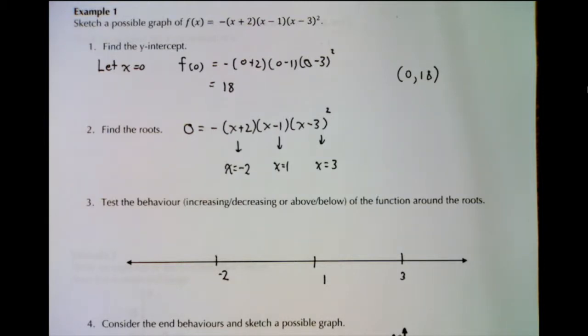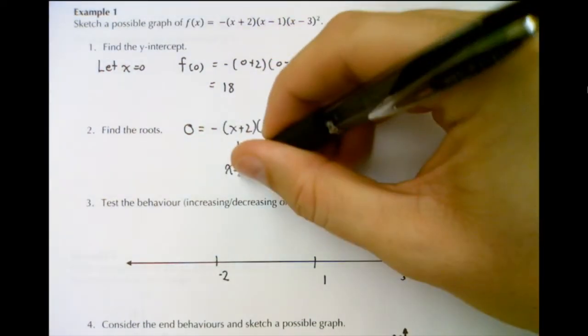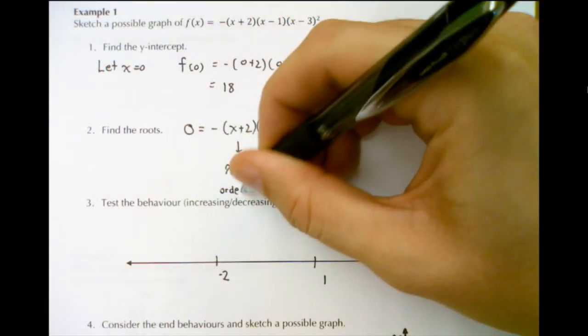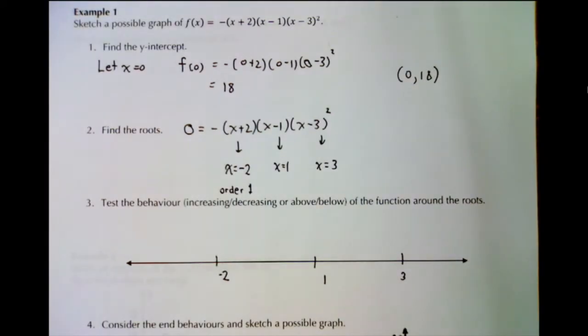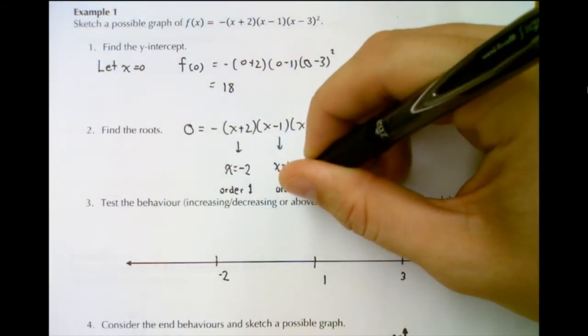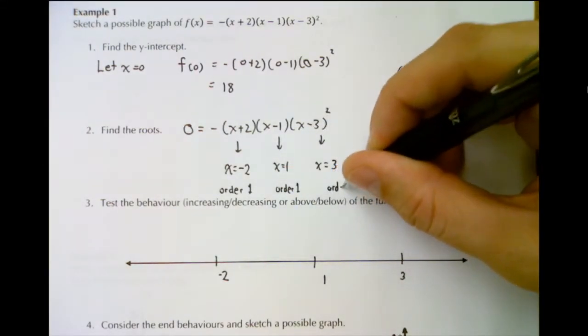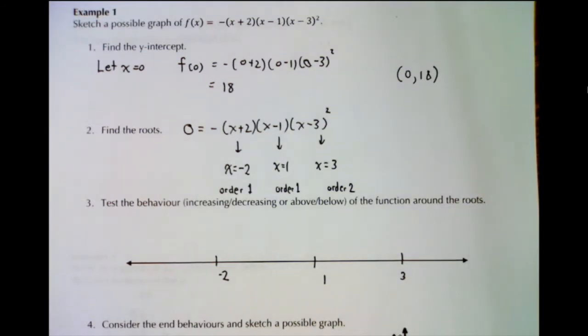We can also use the behaviors around our zeros. Our first behavior around this 0 is of order 1, so it should behave like a line. It should go through that 0. Our second one is of order 1, so again it should go through that 0. And our third one is of order 2, so it should bounce off that 0 and stay either positive or negative depending what it was to the left of 3. And I'll show you what that looks like.